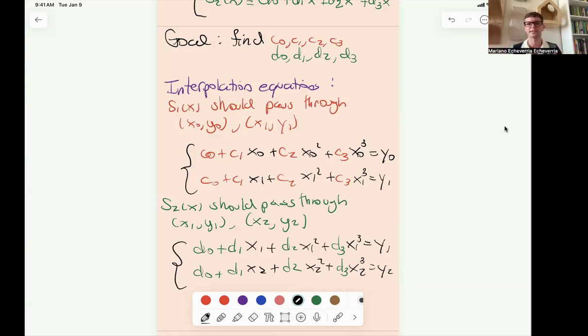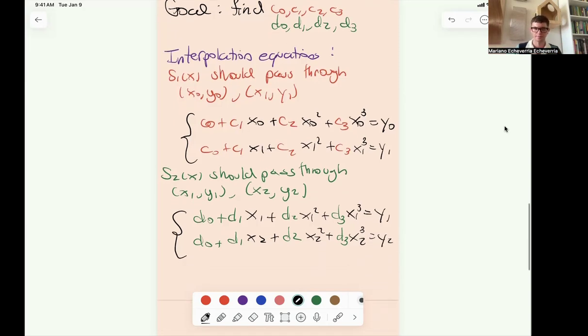The rule of thumb is that you have 8 variables. You're trying to determine 8 coefficients, the c's and the d's, but you only have 4 equations. So in principle, there are 4 more equations you should come up with to try to find a unique solution. That's the philosophy behind the method. Okay, so we need 4 more equations.